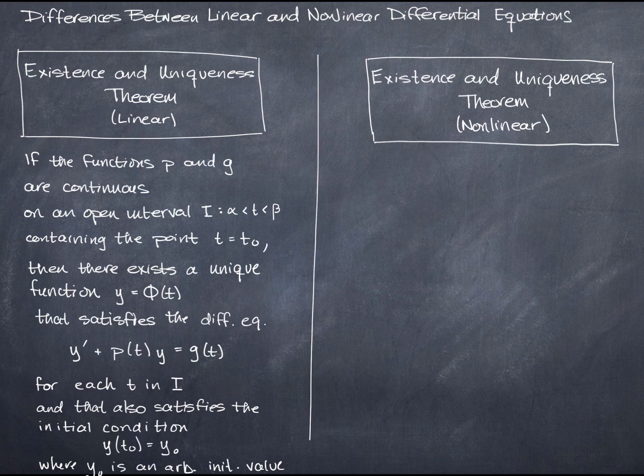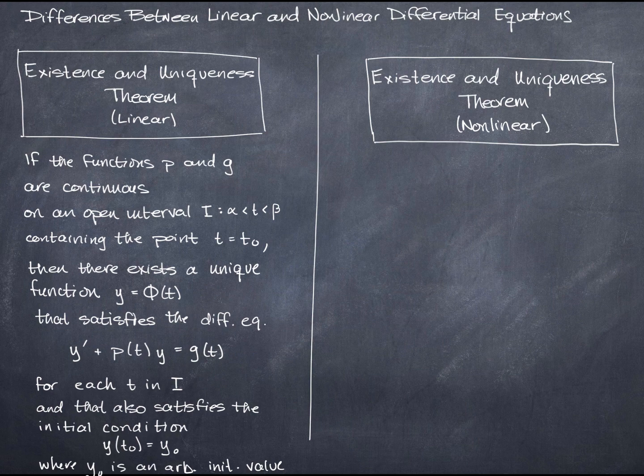If the functions p and g are continuous on an open interval between alpha and beta, and containing the point t equals t naught, some value t naught that falls between alpha and beta, then there exists a unique function, we call it y, or we call it phi of t, that satisfies the differential equation y prime, or dy dt, plus p of t y equals g of t for each t in the interval I. And that also satisfies the initial condition y evaluated at t naught is equal to y naught, where y naught is an arbitrary initial value.